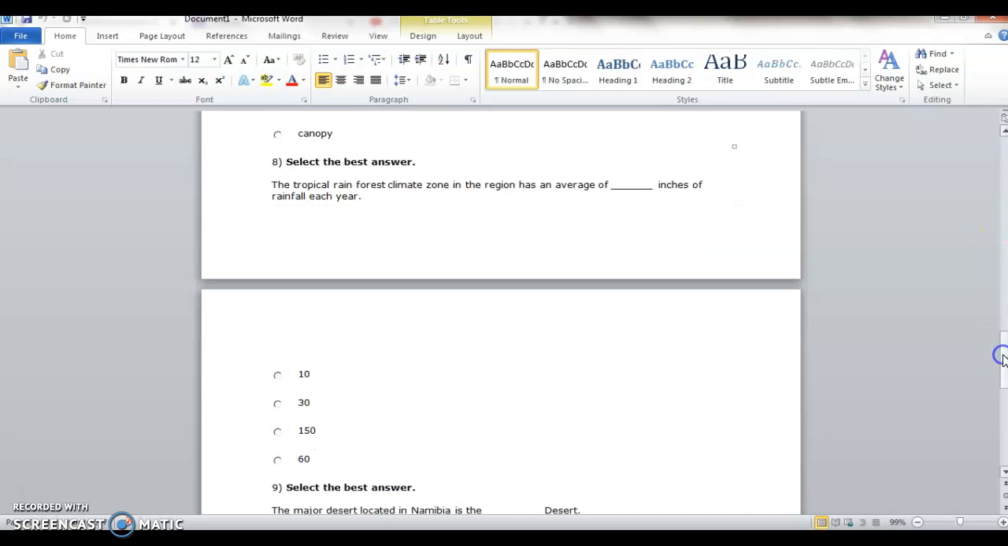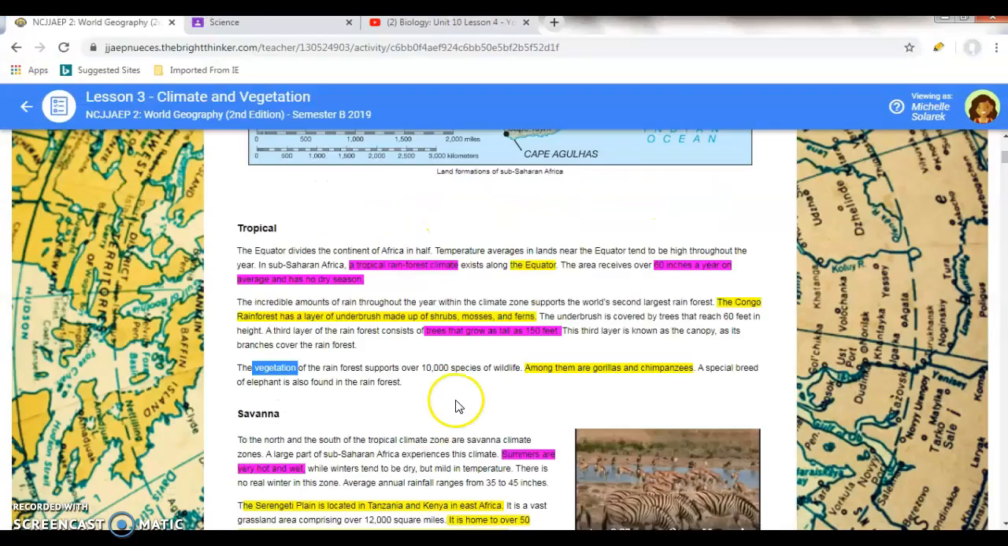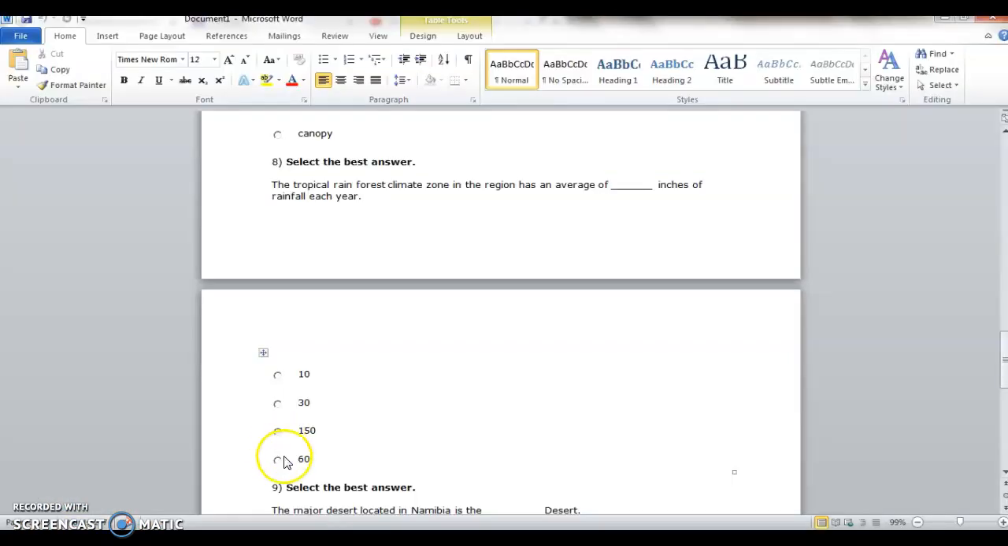Number 8, the tropical rainforest climate zones has a region of an average of blank inches of rainfall each year. We could go ahead and go to where it talks about the tropical rainforest. It has over 60 inches of rain a year, and it has no dry season, so we could go ahead and click 60.